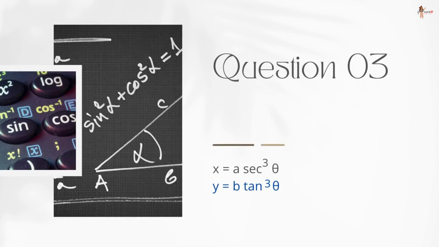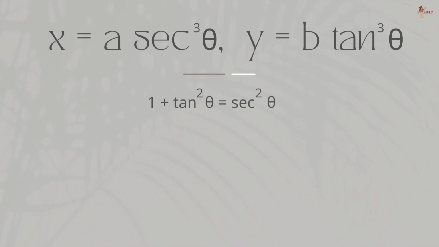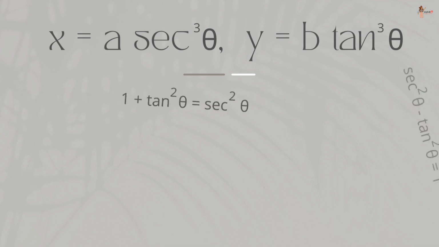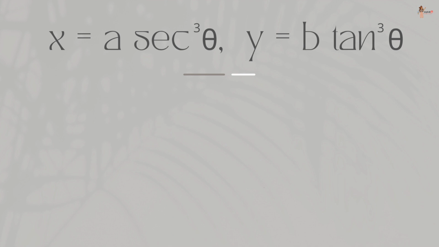This one is a little different, so pay good attention. Here, x is equal to a sec cube theta and y is equal to b tan cube theta. Now, the identity that shows the relationship between sec theta and tan theta is 1 plus tan square theta is equal to sec square theta, which implies that sec square theta minus tan square theta is equal to 1. Let's try to achieve this.